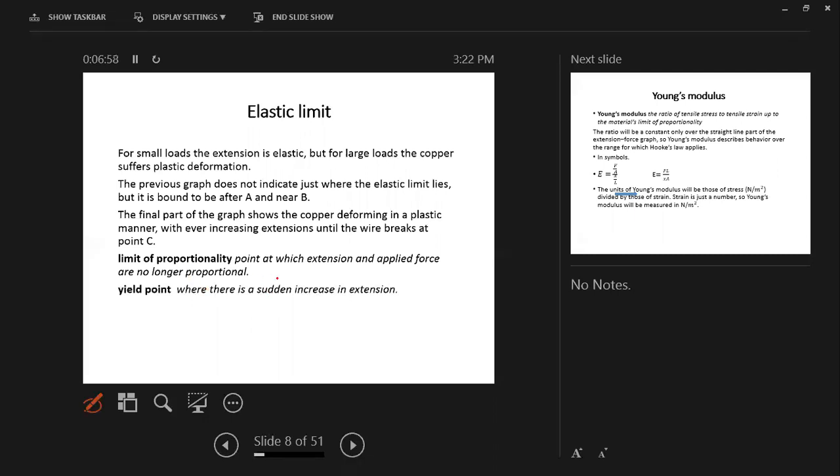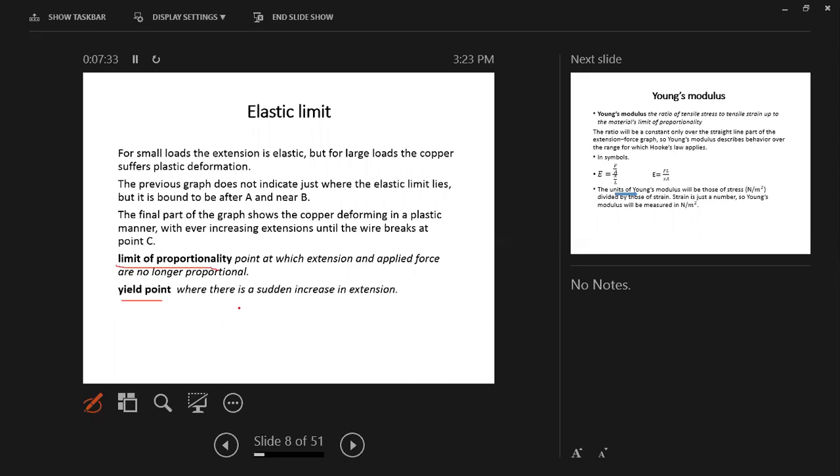So limit of proportionality, what does it mean? This means a point at which extension and applied force are no longer proportional, okay? The amount of force that you applied and the extension will not be proportional at this point. Normally, when we talk about Hooke's law, the amount of extension is going to be proportional to the amount of force. But when you pass this limit of proportionality, the limit of proportionality will come up over there. So the amount of force is not going to be applicable for the amount of extension, okay?